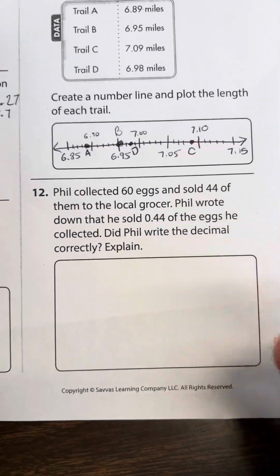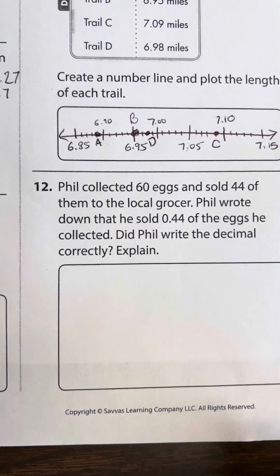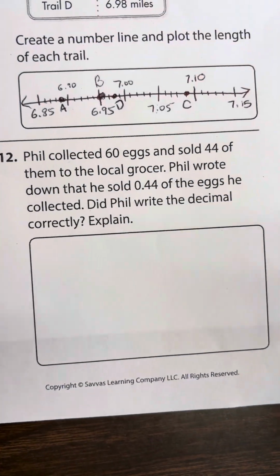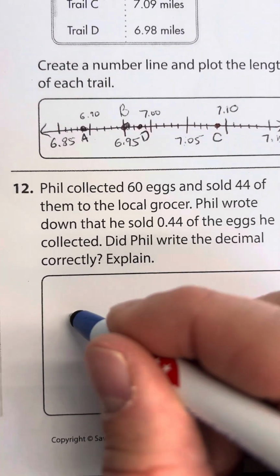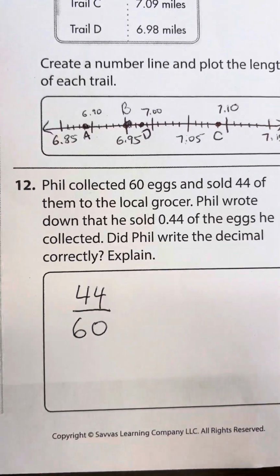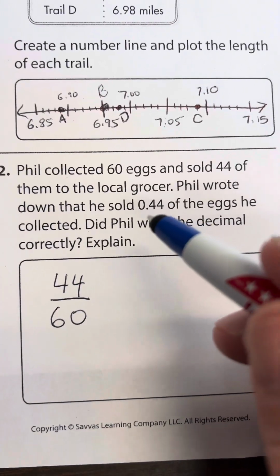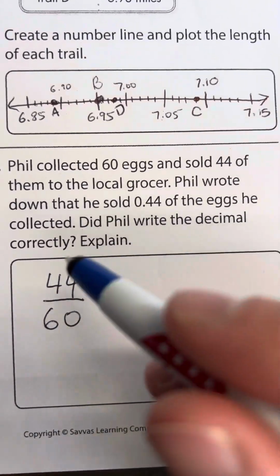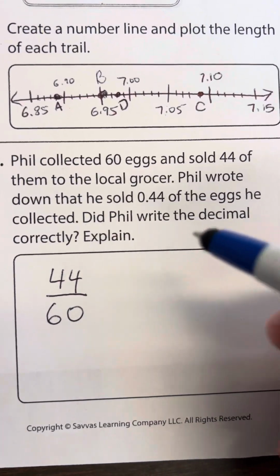All right, 12. Phil collected 60 eggs and sold 44 of them to the local grocer. Right away, I want to put this number into a fraction. I think it's going to help me. I know there's 60 in total. He sold 44, right? Phil wrote down that he sold 44 hundredths of the eggs he collected. So he sold 44 hundredths.